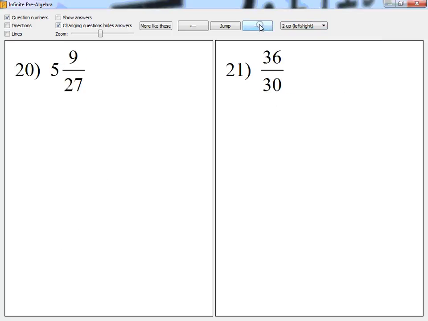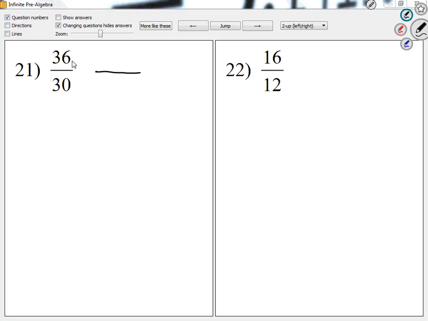Alright, let's take a look at number 21. Let's simplify this. Let's look at 36. Give me two numbers that multiply equals 36. 6 times 6, okay. What about 30? 6 times 5. Cancel out the 6's, so we have 6 over 5. Now our problem, questions 21 through 30, is that the bigger number's on top, and we cannot have that. The bigger number has to go on the bottom. So what we're going to do is divide. This is going to give us a mixed number.